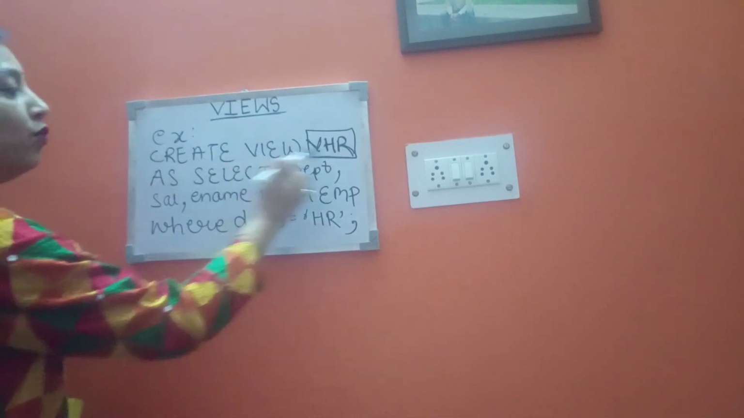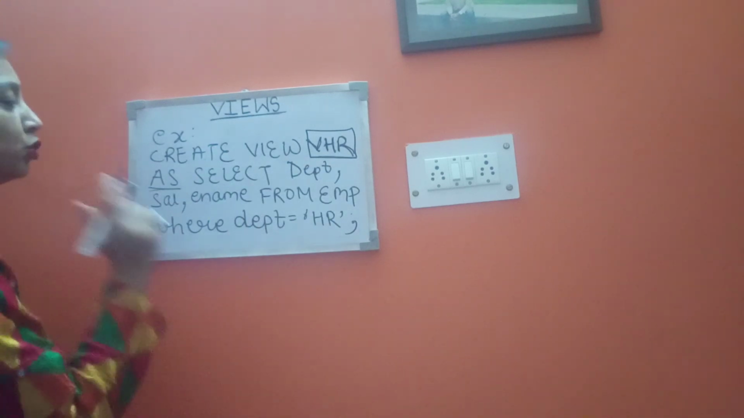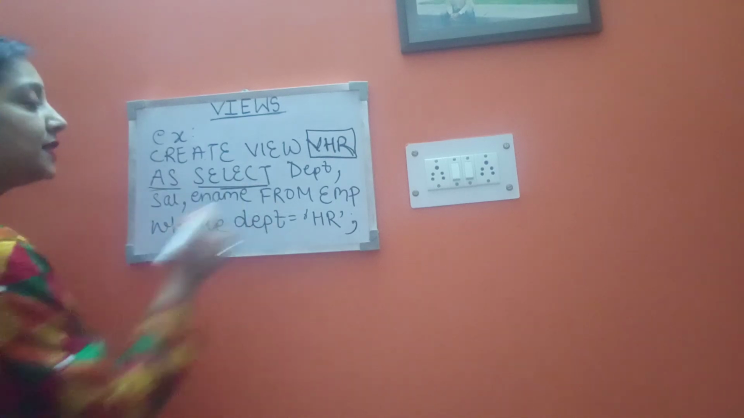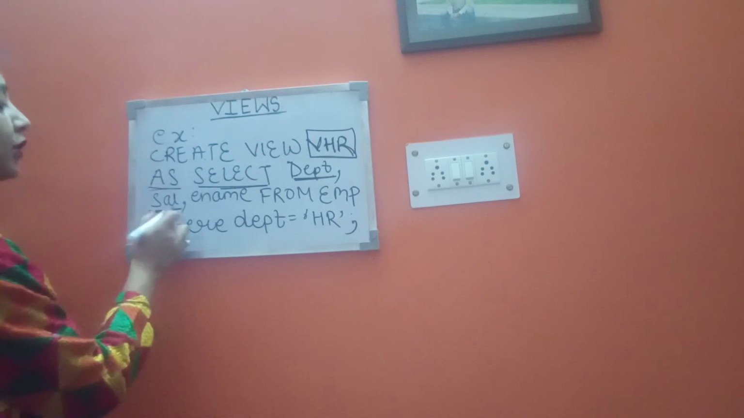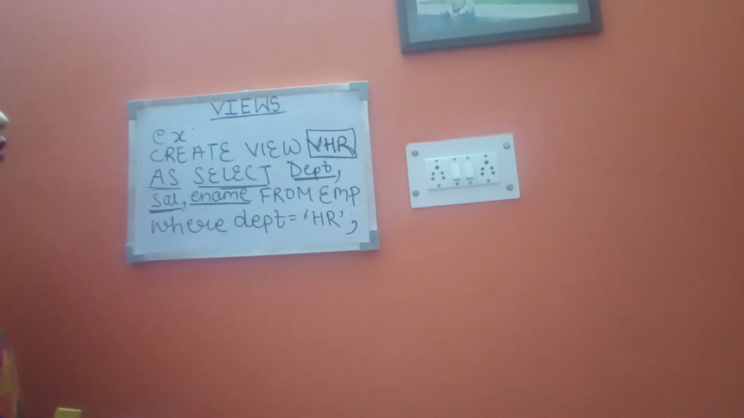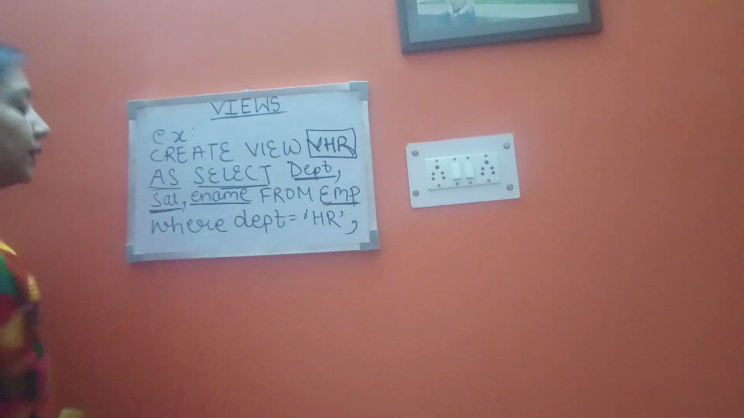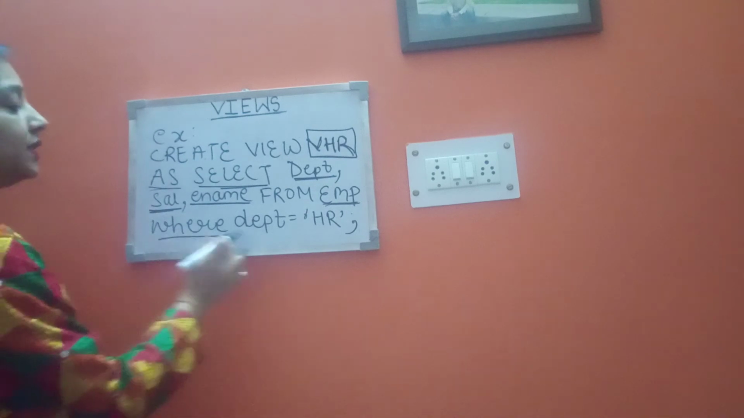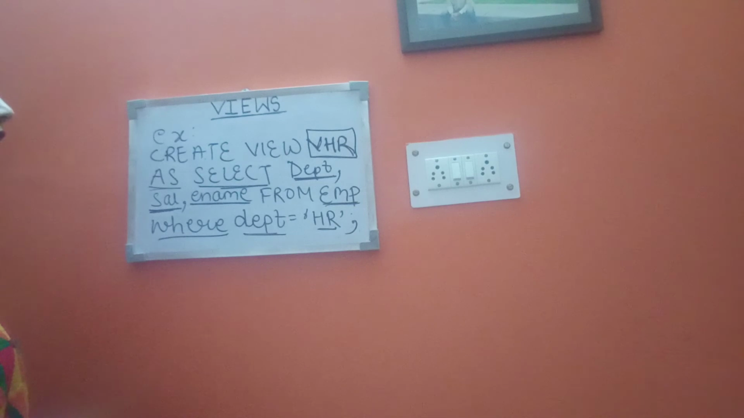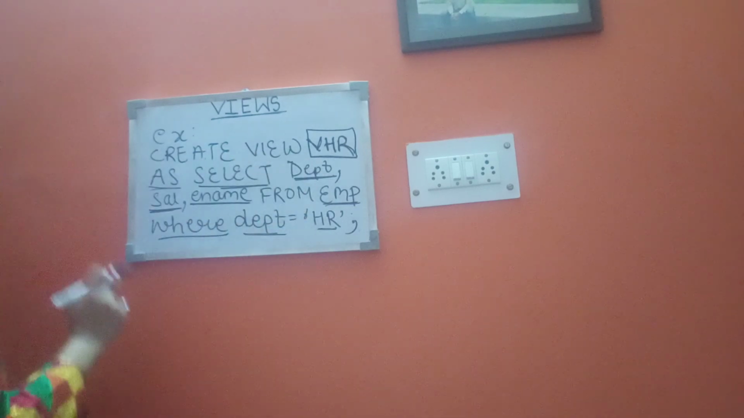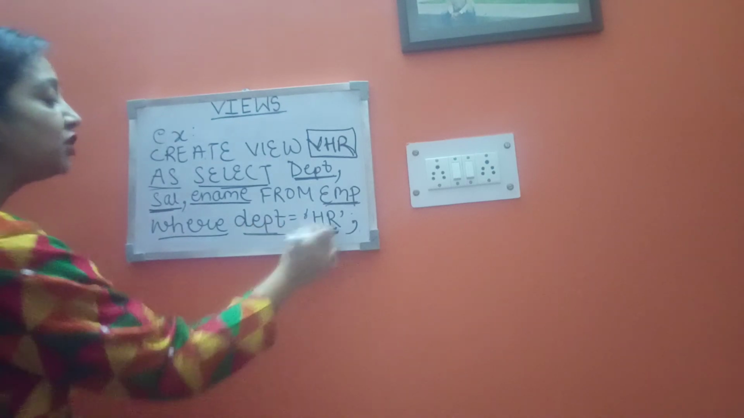So: create view VHR as, what are the columns that I want to show in this virtual table? Select, what all should I select? The department attribute, the salary attribute and the employee name attribute. From where do I want to select these attributes? From the employee table. What is the condition? The condition is where the department name equals HR. That is, in simple words, I am saying show the department name, the salary and employee name of all those employees who are from the HR department.